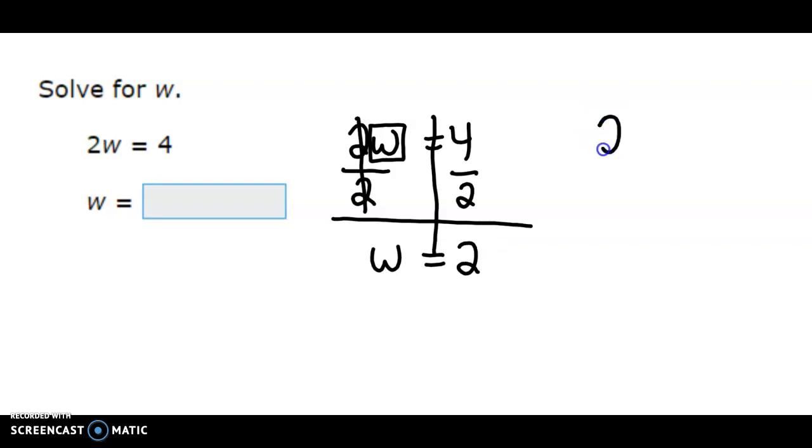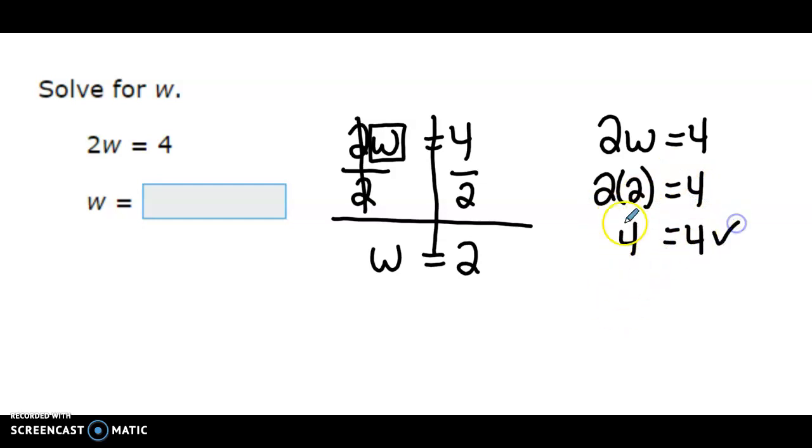When I do my check step, 2w equals 4. I plug 2 in for my variable. 2 times 2 equals 4, and 4 does in fact equal 4. Therefore, my answer is w equals 2.